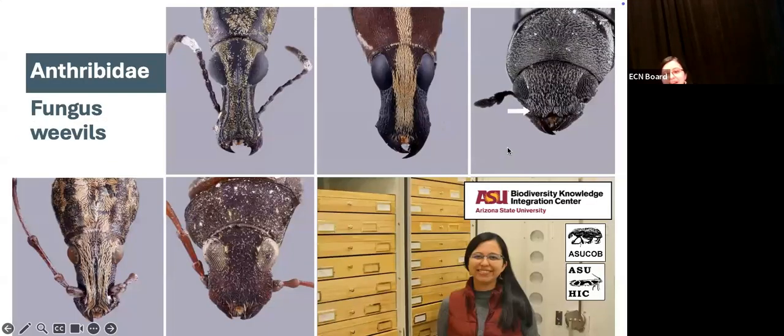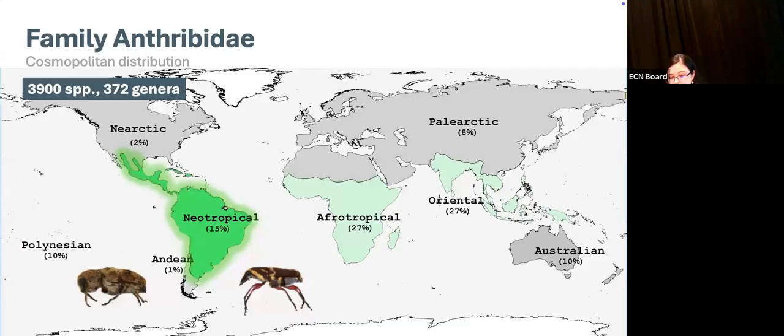So I work with this fantastic group of beetles called the fungus weevils, the family Anthribidae. I have been working luckily at ASU using the O'Brien collection for the last 5 years. So I have been able to check specimens from all over the world. The O'Brien collection has over 8,000 specimens collected around the globe. So I was very lucky, I had specimens to check.